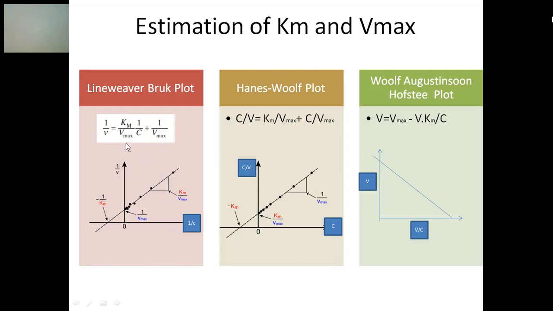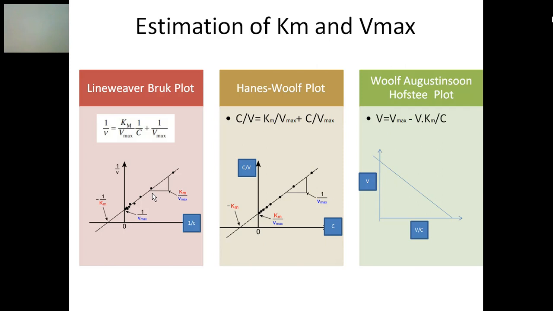Next, the advantage is that this is the most basic way of getting the values of Vmax and Km. But there is a disadvantage of the Lineweaver-Burk plot: the points are much more clustered. You can see they are clustering at almost a single place. So to get a more reliable plot with the points uniformly scattered, we use the Hanes-Woolf plot and the Woolf-Augustinsson-Hofstee plot. These are taken from the Lineweaver-Burk plot only. If you rearrange the Lineweaver-Burk plot, we get these too.